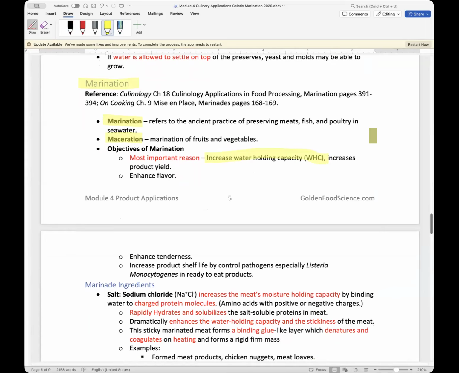So why do we want to do that? Why would we want to increase the water holding capacity? Increase the water inside the meat. Because water's cheap and it increases the profit of your core item. That's true. That is true. But there might be a couple of other more culinary reasons for that.